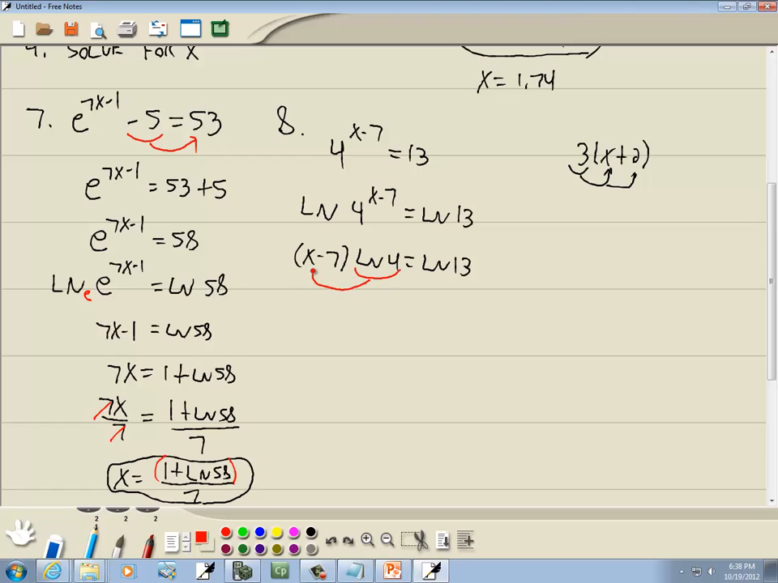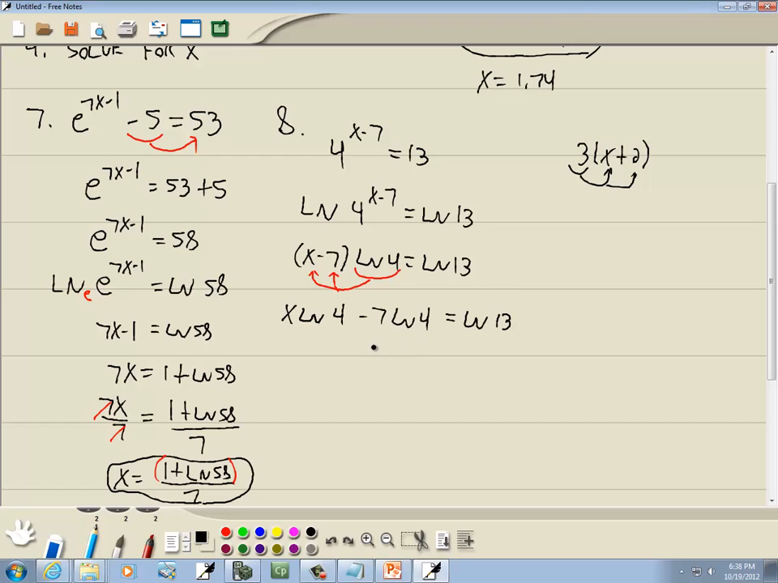So we're going to take natural log of 4 times x and times negative 7. These are pretty easy to multiply together. You just put them next to each other. So we got x natural log of 4, minus 7 natural log of 4 equals ln of 13.